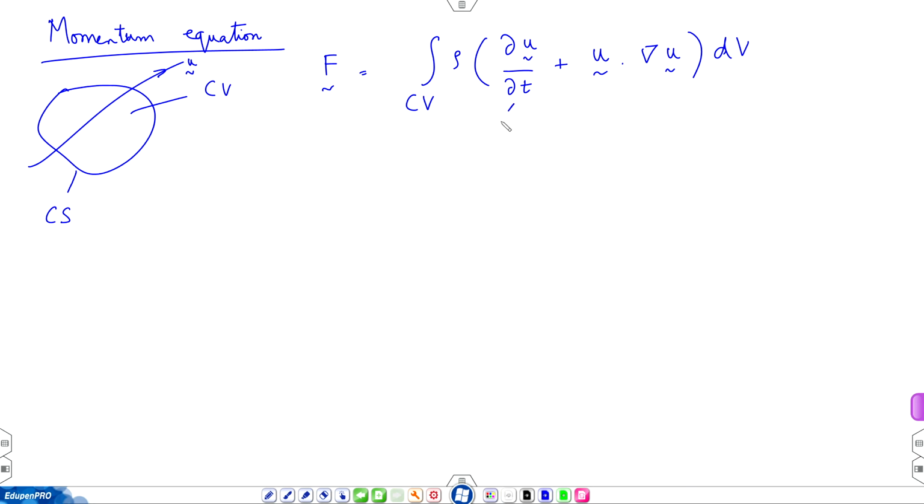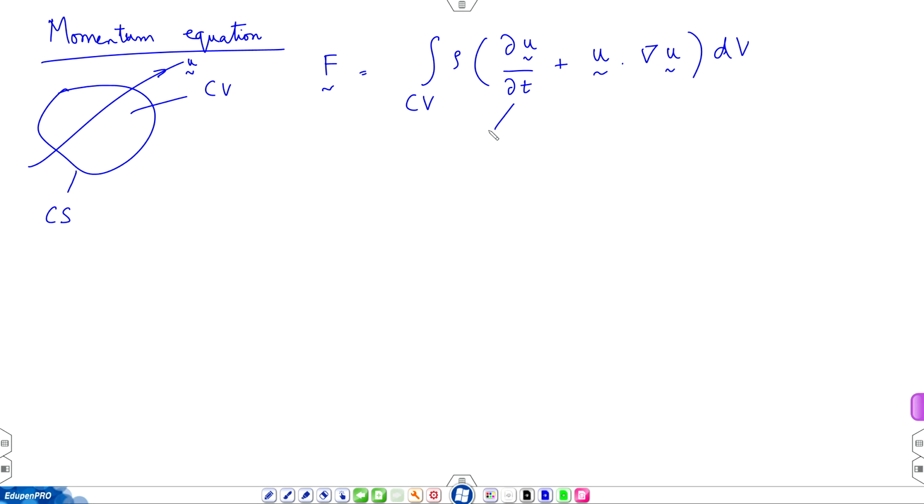The first term is often referred as temporal acceleration. The second term has spatial derivatives, so it is called spatial acceleration. The sum of the two is total acceleration of a material element.